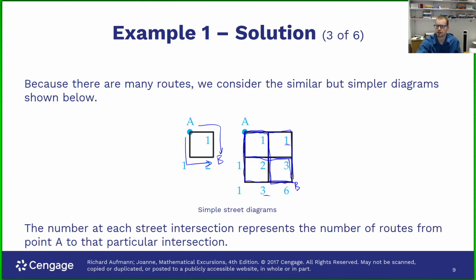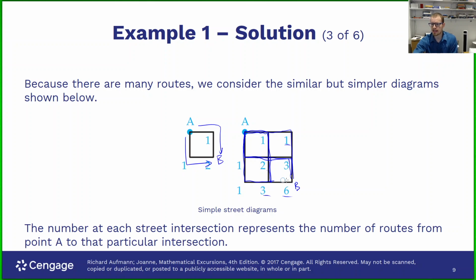So 1, 2, 3. 1, 2, 3, 4, 5, 6. Yep, 6 ways. Excellent. All right, but the question is, how can we generalize this?